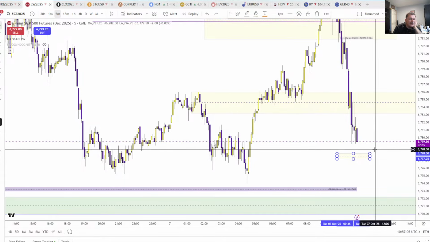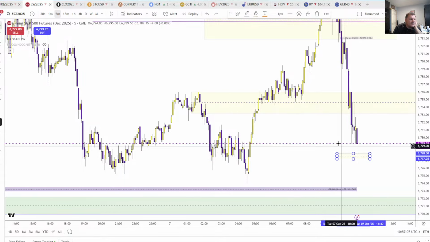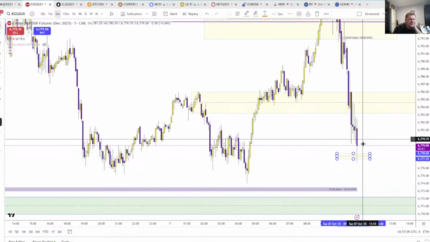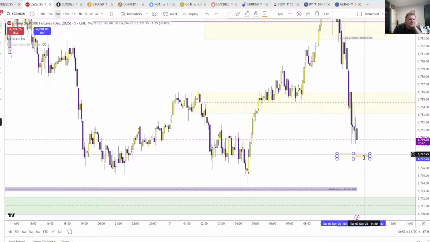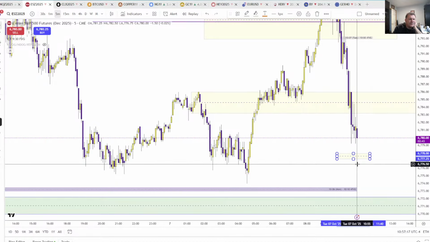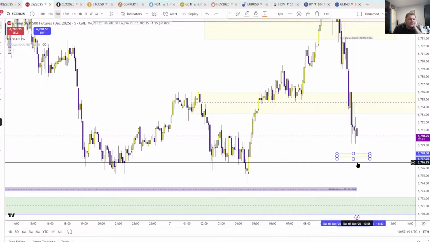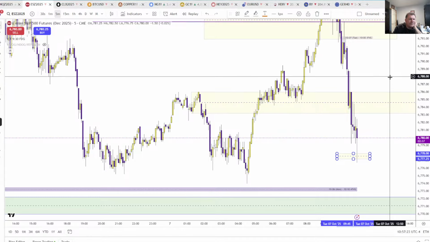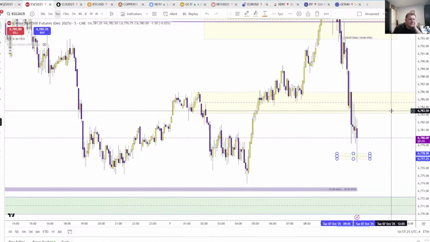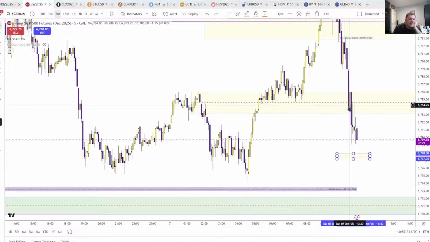What are you looking for, a reversal? 5 minute? Well, I don't see anything on a 5 minute setup for a reversal here. I think you'd have to be back above... You'd have to take this candle out here.